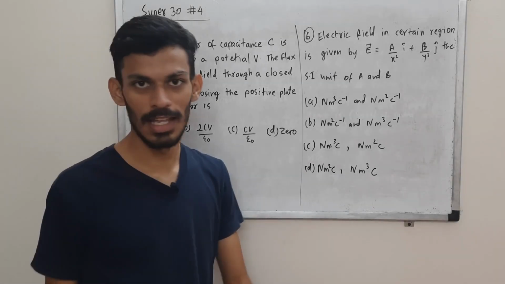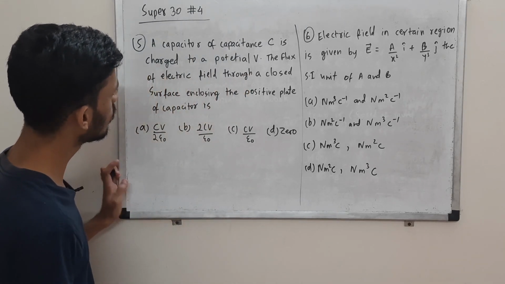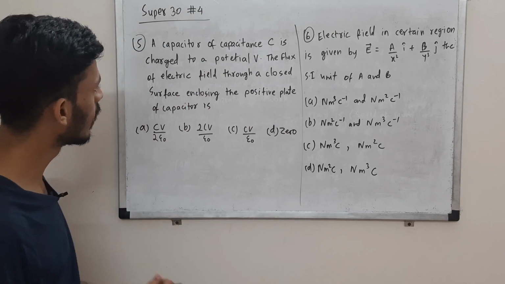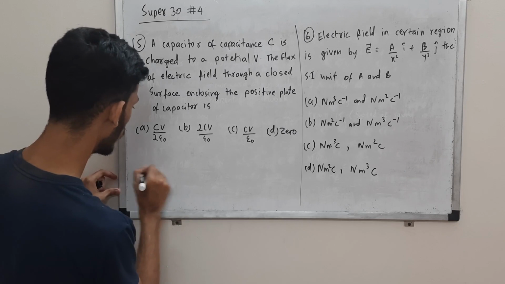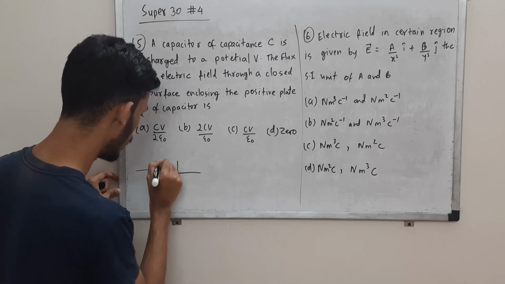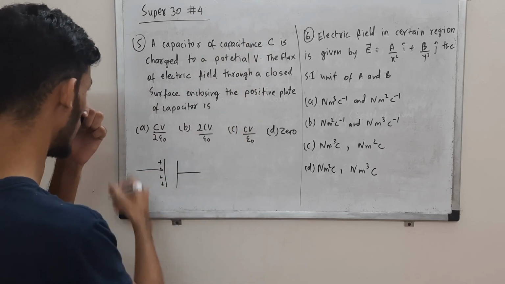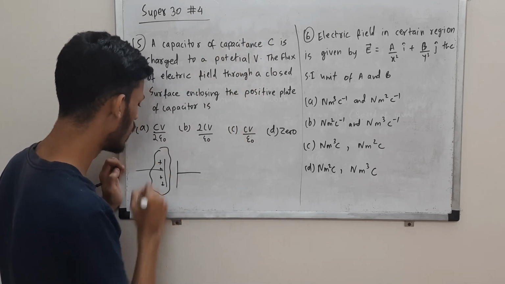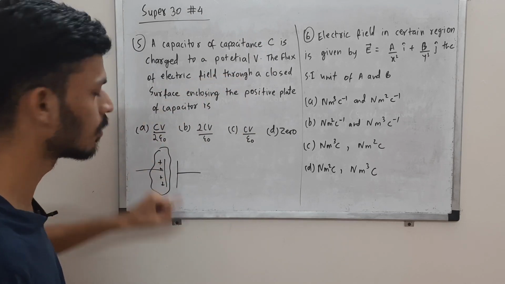So question 5 and 6 over here. In question 5, we have a capacitor of capacitance C which is charged to a potential V. You are supposed to tell what is the flux linked with the positive plate. So you have a capacitor which is charged to some charge q with potential V across it. Here we are enclosing this plate with some surface. It's a closed surface. You are supposed to tell what is the flux through this surface.